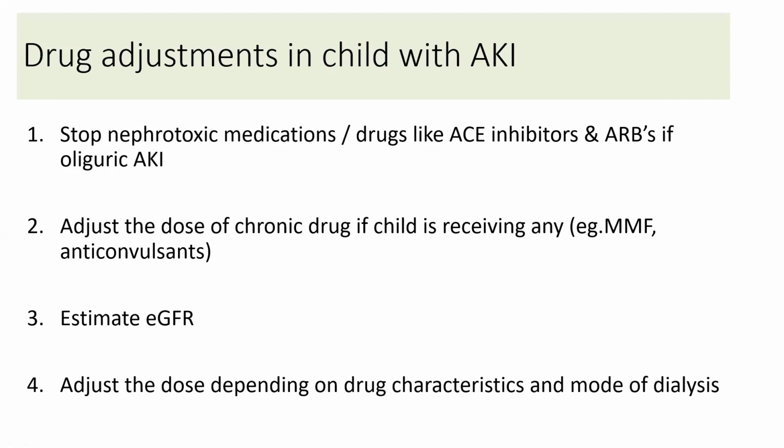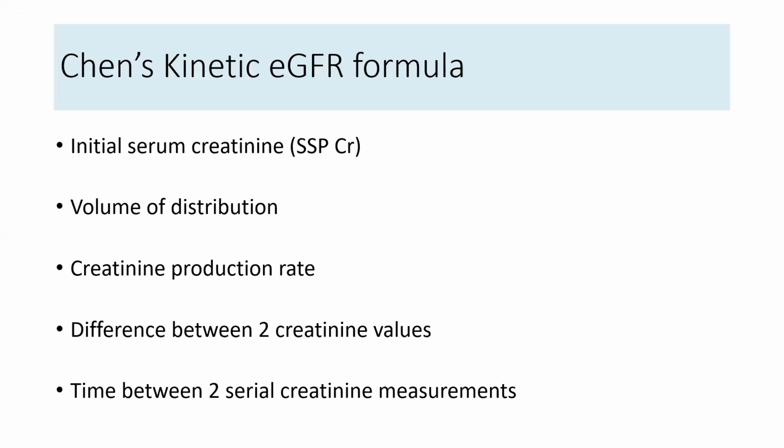So this is just reiterating the steps which Dr. Partha has already covered. One thing I would like to discuss is the kinetic eGFR formula. As we all know, the GFR formula which we all use, the Schwartz formula, has been based for calculation of eGFR in children with chronic kidney disease. So there's a need for a kinetic GFR because AKI is not a steady state.